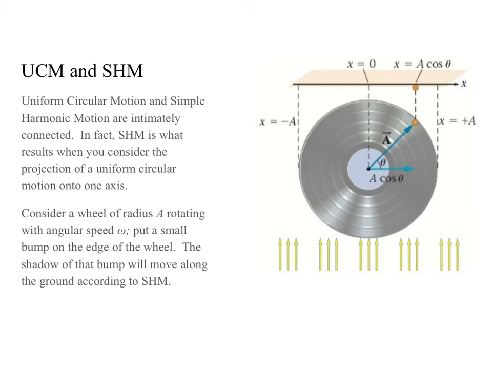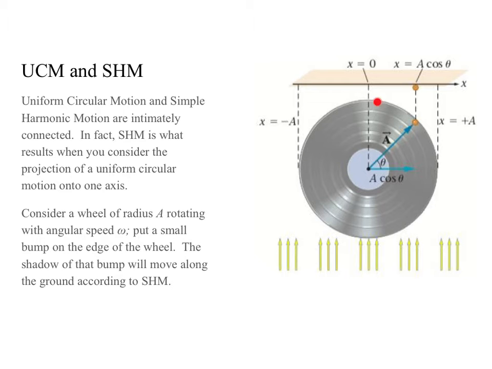Uniform circular motion and simple harmonic motion are intimately connected. In fact, simple harmonic motion is what results when you consider the projection of a uniform circular motion onto one axis. So consider a wheel of radius a rotating with an angular speed omega, which means that omega is delta theta over delta t, where theta is the angle swept out by a radius. Put a small bump on the edge of the wheel. The shadow of the bump will move along the ground according to simple harmonic motion.